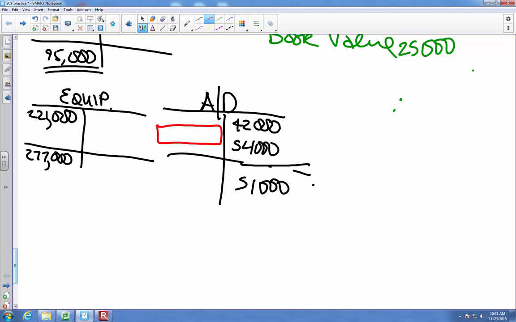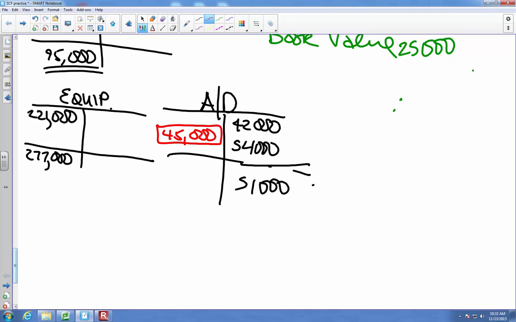$96 minus what gives me 51? What is it? 45. Why would I have debited AD? I sold something. So when you sell something, the journal entry is to do what? Yeah, credit the equipment, debit the AD, debit the cash, and debit or credit the gain or loss. Right? All right, so let's do the same to the equipment account.